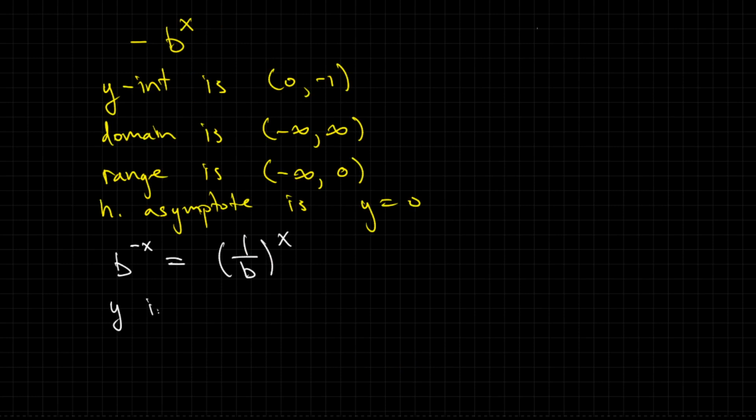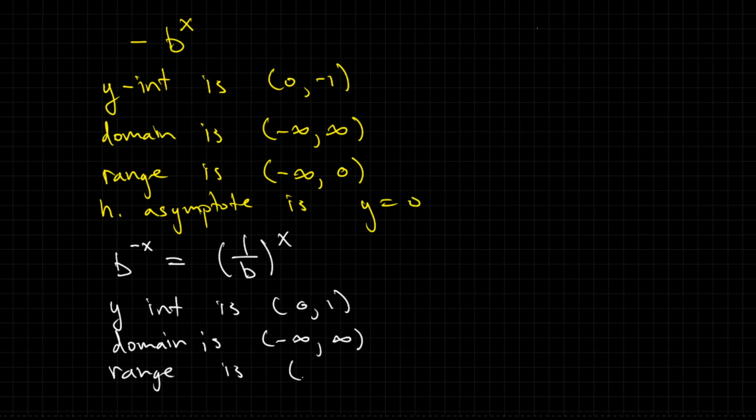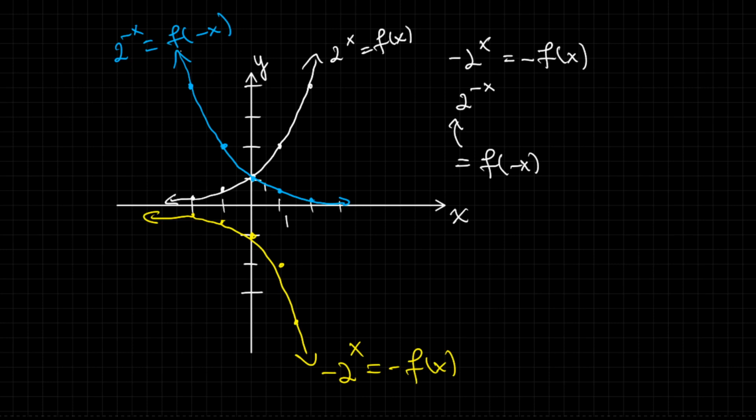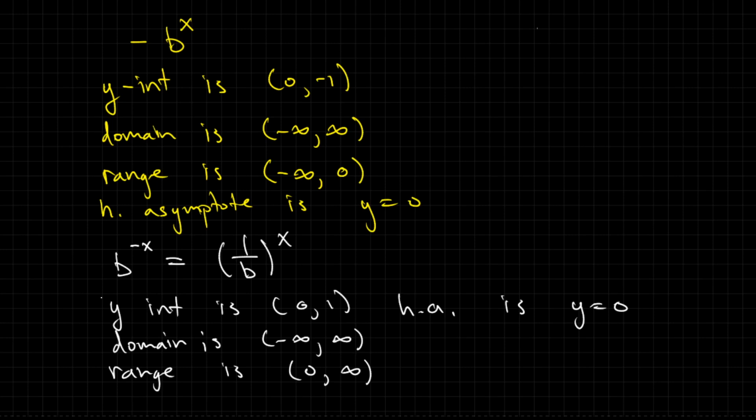So the y-intercept is going to be 0, 1. The domain is minus infinity, infinity. The range is 0, infinity. And the horizontal asymptote, which I'll just abbreviate as HA, is y equals 0. So while certainly the graph's shape changes due to the reflection about the y-axis, a lot of the important properties of the graph stay the same: the y-intercept, domain, range, and the horizontal asymptote.